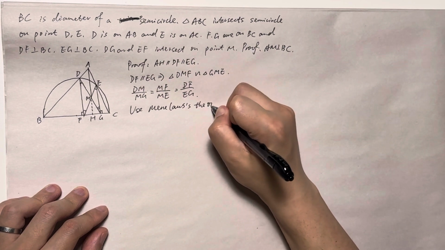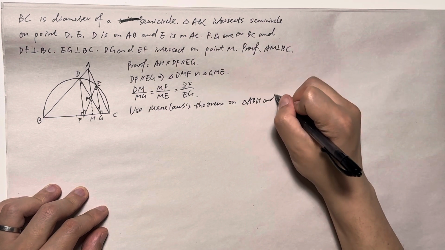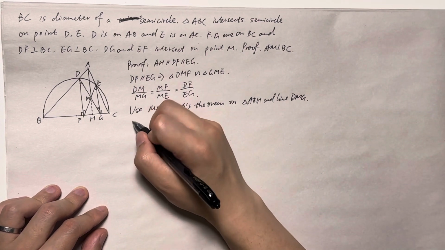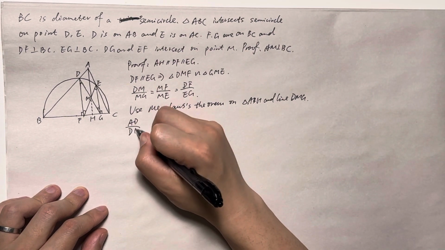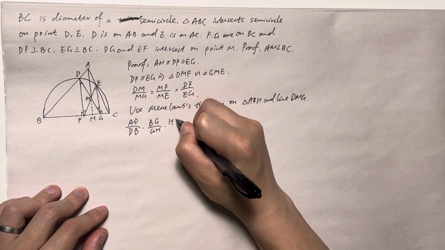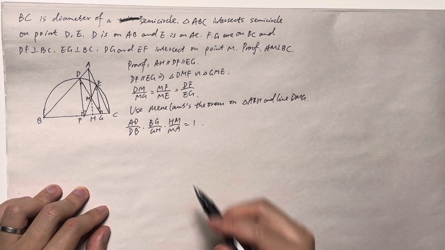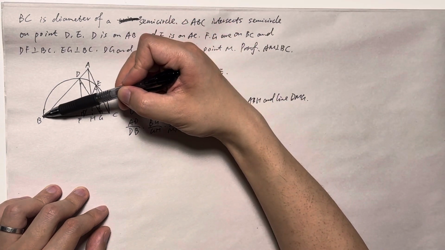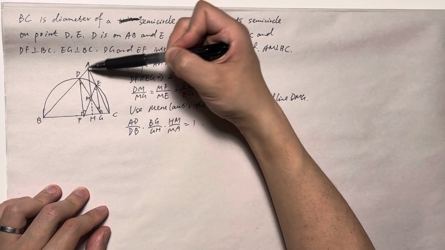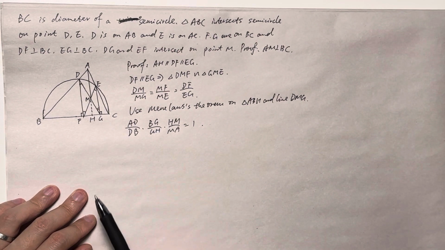Menelaus theorem on the triangle ABH and the line DMG, we have AD divided by DB times BG divided by GH times HM divided by MA equals 1. Right? AD divided by DB times BG divided by GH times HM divided by MA equals 1. That's on the triangle ABH and the line DMG.